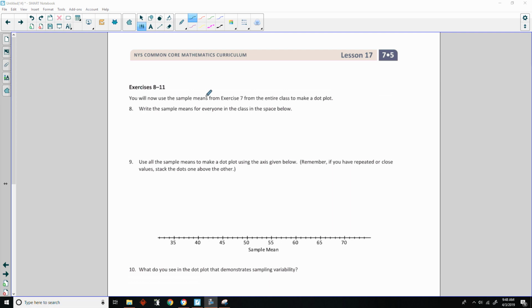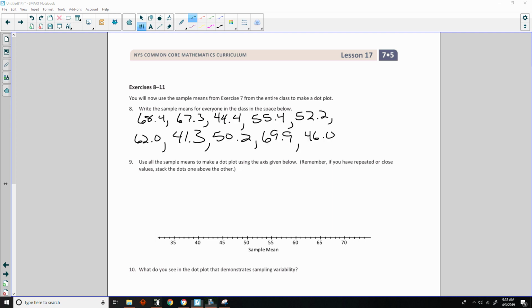Okay, exercises 8 through 11. You will now use the sample means from exercise 7 from the entire class to make a dot plot. All right, obviously I can't do this because I'm not in a classroom setting here, but we've made dot plots before, and I can give you a sample of what it would look like. Okay, so I came up with these values here. Let's just pretend that I have a class of 10, and these are their 10 outcomes. So it says write a sample mean for everyone in the class in the space below. So there's the sample mean of all 10 students in my pretend class.